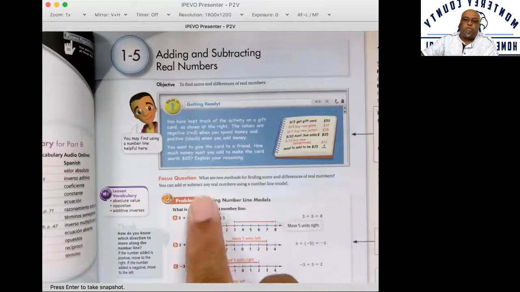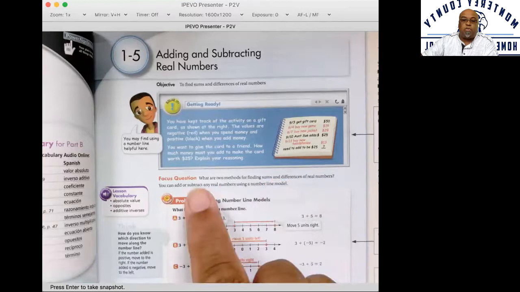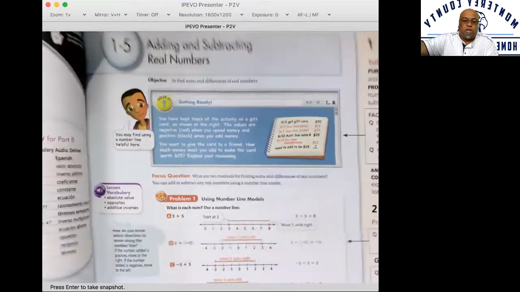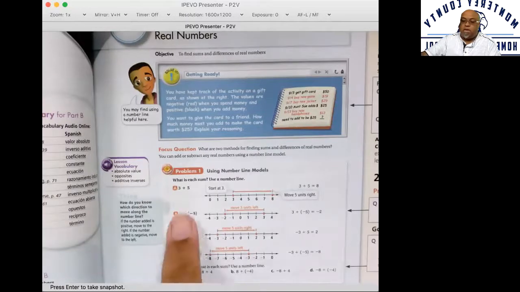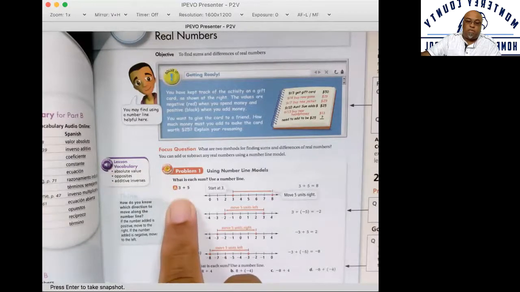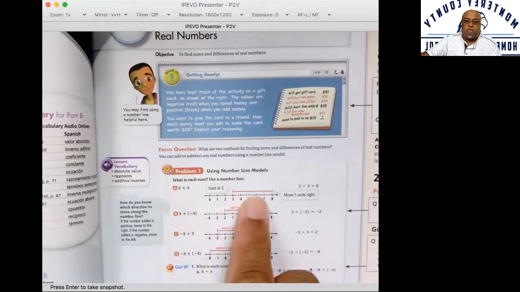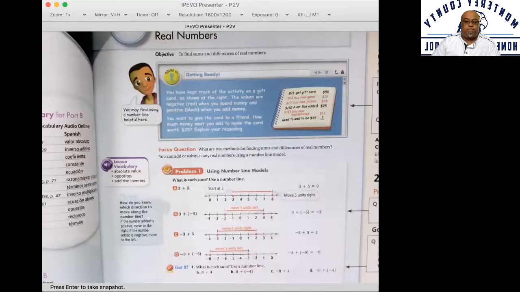Our focus question for this lesson is: what are two methods for finding sums and differences of real numbers? You can add or subtract real numbers using a number line model, okay? So, for example, I have positive 3 plus positive 5. When they're both positive, you could just say 3 plus 5. So you start at 3, and then go up 5, and then you are at 8. So 3 plus 5 equals 8.